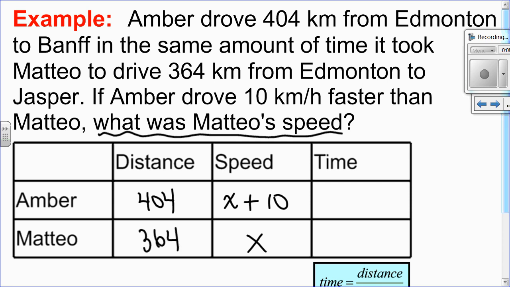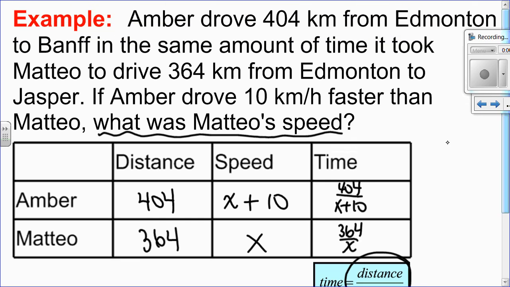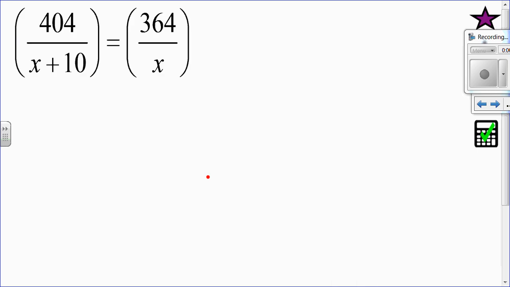So I have done fill, and now I'm going to do calculate. So I know that time is the ratio of distance over speed. Now I have to try and come up with an equation. Well, for the time, if you read the question again, there's information about the time to come up with the equation. And here it is right here. The same amount of time. So Amber's time is the same as Mateo's time. And that's the equation that we're going to solve. So over here is my equation.